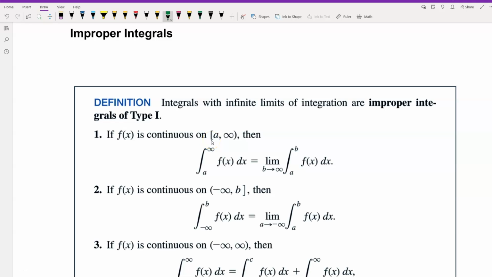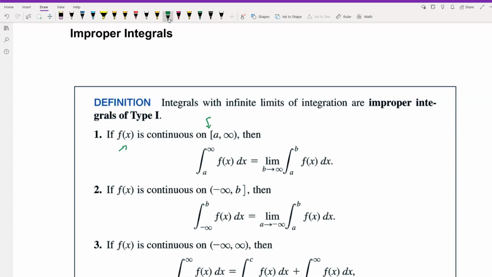Here in this section we have improper integrals. Definition: integrals with infinite limits of integration are improper integrals of type 1. Number 1, if f of x is continuous on [a, positive infinity), then the integral from a to positive infinity of f of x dx is equal to the limit as b approaches positive infinity of the integral from a to b of f of x dx. So here we have a bracket and that is closed.